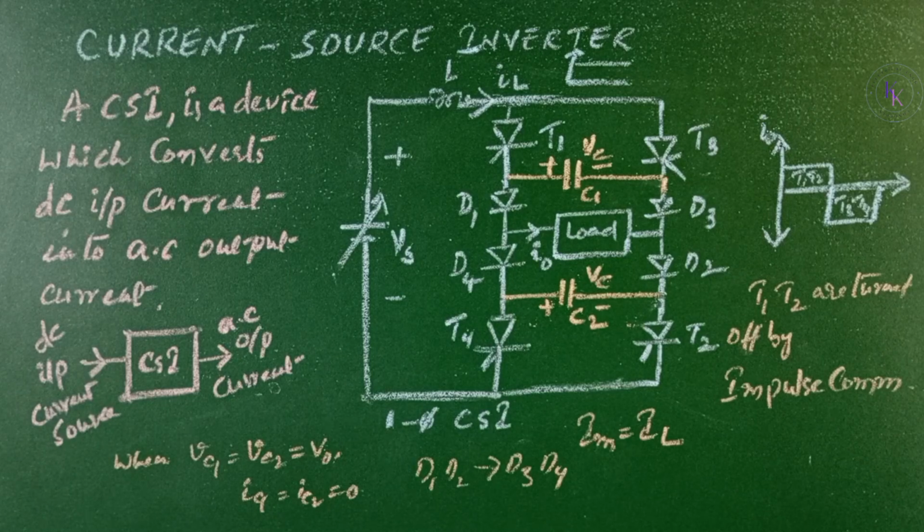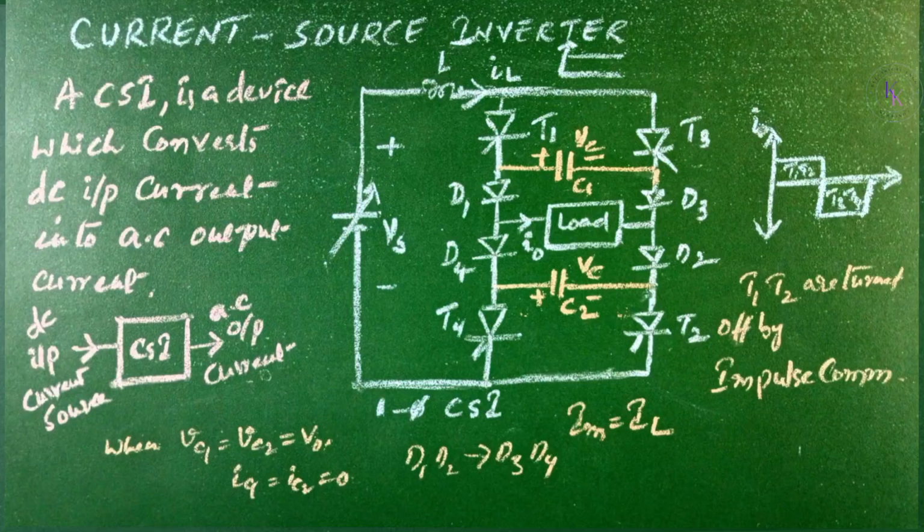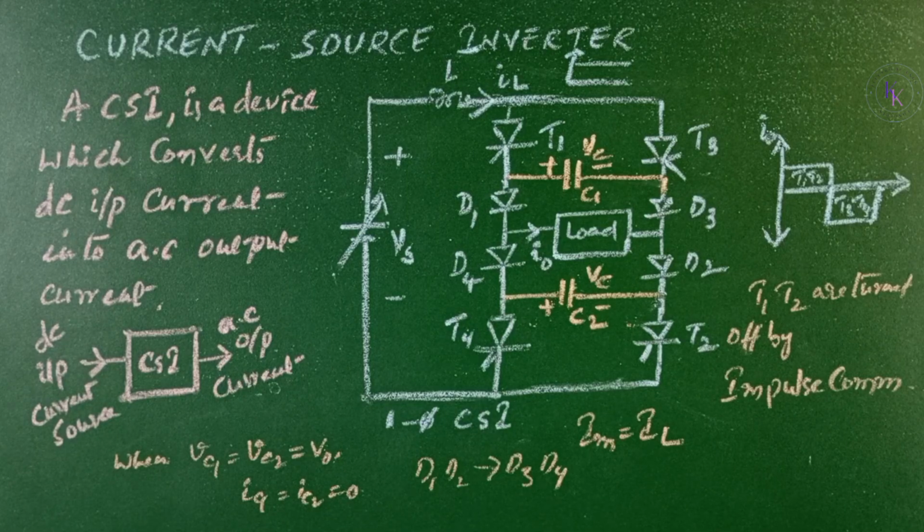The diodes D1, D2, D3, D4 are going to isolate the capacitors from the load voltage. Pulse width modulation, sinusoidal pulse width modulation, modified sinusoidal pulse width modulation or phase displacement techniques can be applied to vary the load current and to improve the quality of its waveforms. This is how a current source inverter with thyristors and the commutation circuit is going to operate.